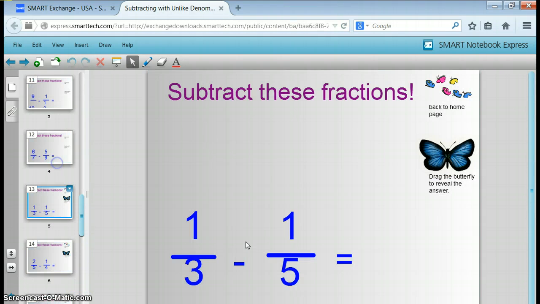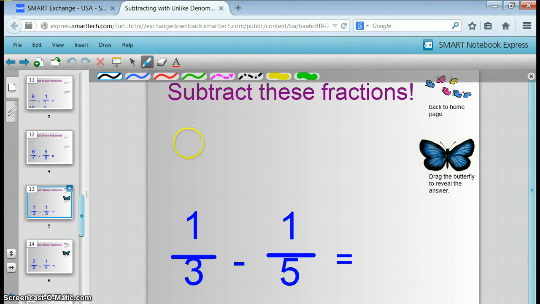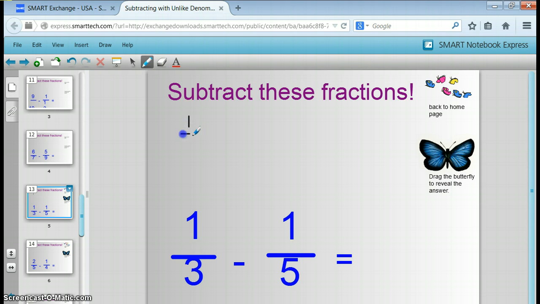I found two fractions with unlike denominators, but they were subtracting. So let's do a quick adding one, and then we'll do subtracting. So let's say if you had 1/2 plus 2/3.